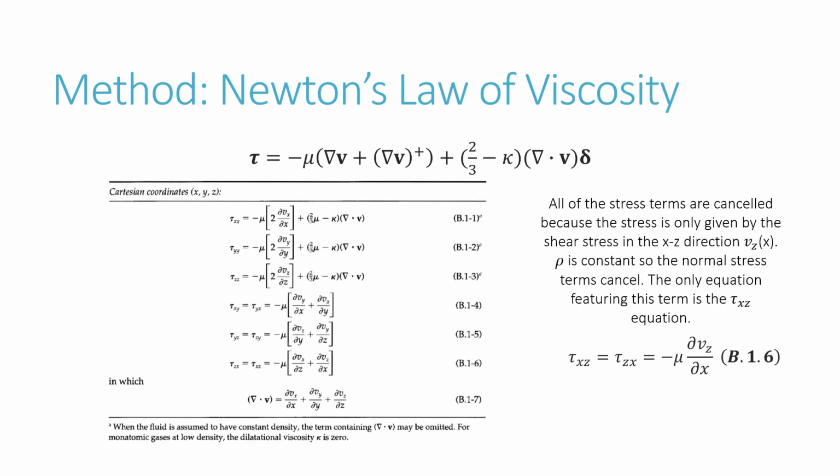The third and last general equation we will use from the book is Newton's law of viscosity. This one tells us how the stress behaves. All of the stress terms cancel because it's only in the xz direction, and even the normal stress terms cancel out because the gradient of v is equal to 0 due to the constant density. We are left with this equation.